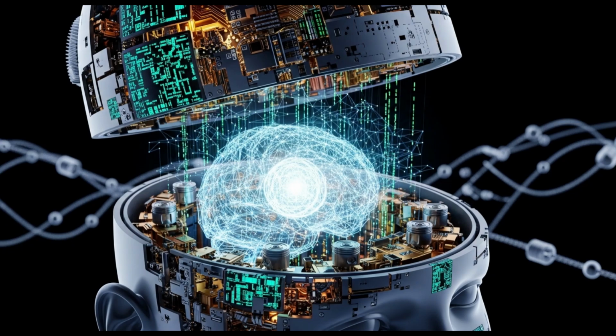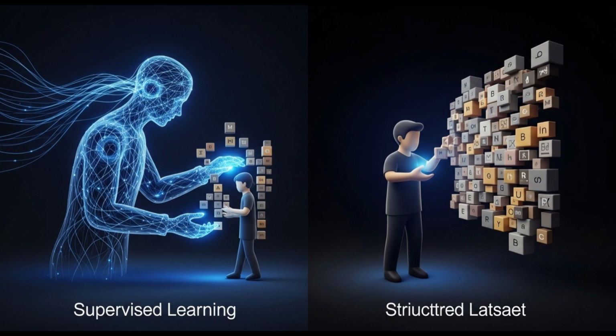How machine learning works. Let's break the process down into 3 simple steps. 1. Data collection. First, the machine needs data. This could be images, videos, text, numbers, user behavior. The more data it has, the better it learns.